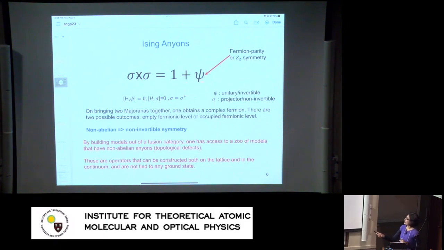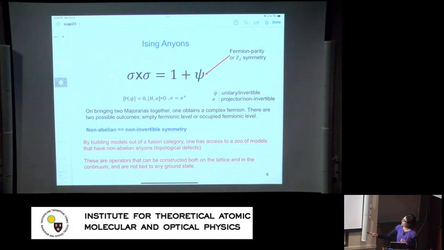Now let me explain to you why. On the right-hand side, you have an ordinary symmetry. This is just fermion parity. When you take the square of this, you get 1. It's a real operator, psi dagger is equal to psi, and when you take the square of it, you get 1. It's the usual unitary symmetry that we all learn about in quantum mechanics.